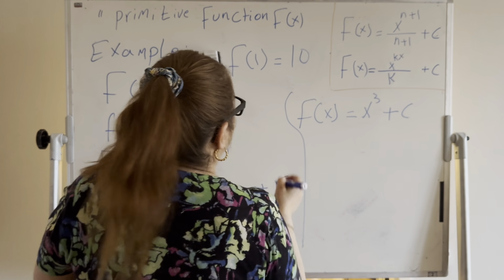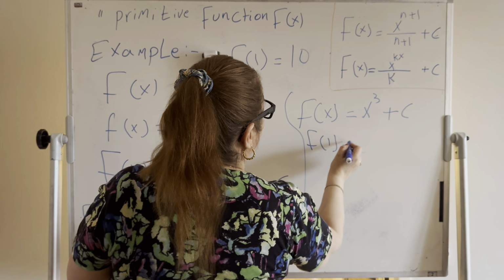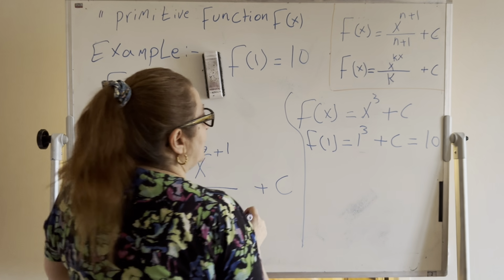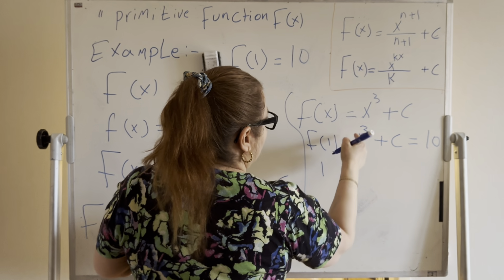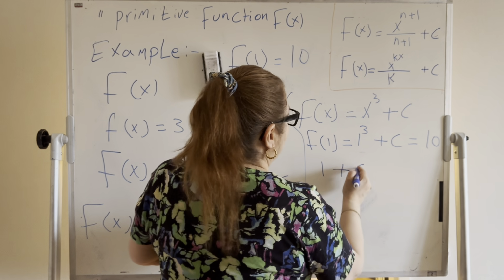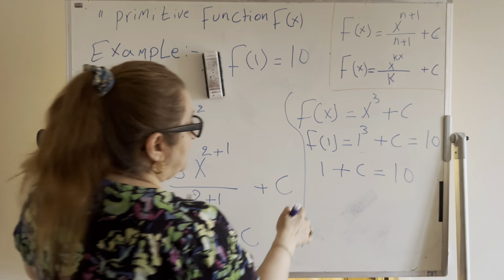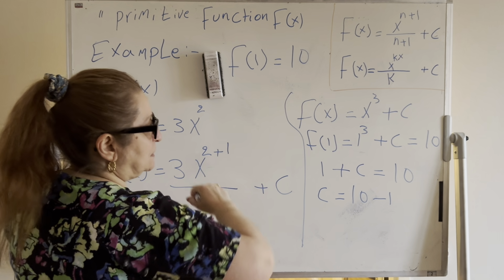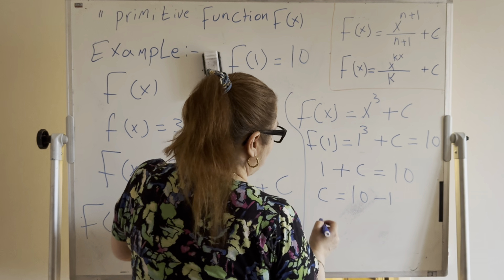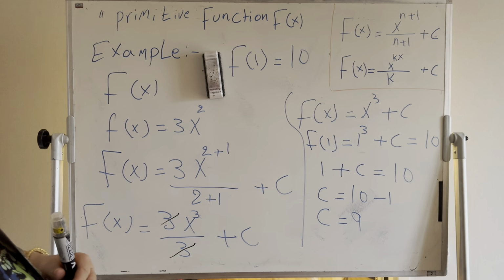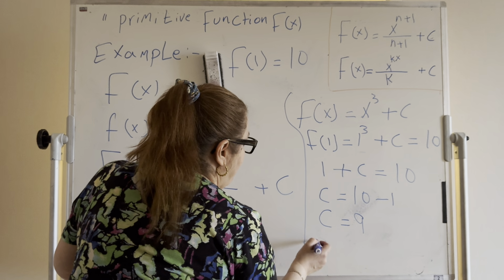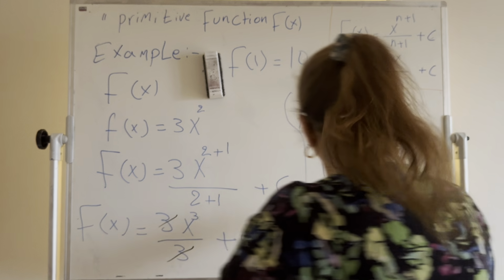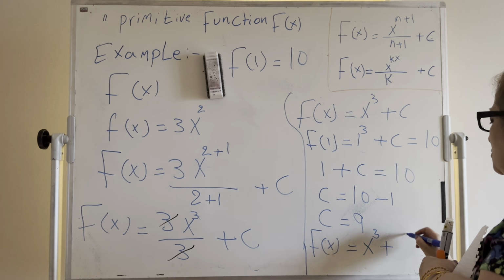Then I will use x when x equals 1. When x equals 1, 1 power 3 plus c equals 10, because 10 equals y when x equals 1. 1 power 3 will be 1, plus c equals 10. Then I will change the place of 1, c the constant equals 10, and I change the sign when I move the number 1 to the other side. It will be 10 minus 1, c equals 9. And the primitive function will be x power 3 plus 9, the constant 9.